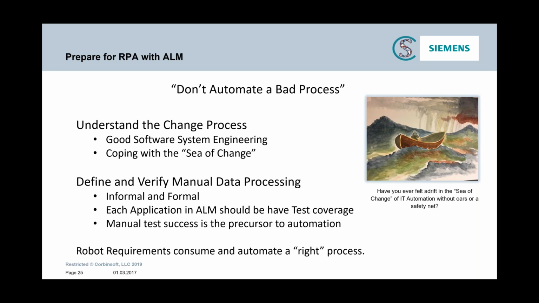But with Polarion, we can really make sure that all of the requirements are well understood. We have good software engineering. But then also we're defining and verifying the manual data processing with test cases and tests which have been executed both informally and formally, and making sure that each application has its own test coverage. We want to show that manual test success is really that important precursor to automation, before that first automation starts, and then make sure we can control that from that point going forward.